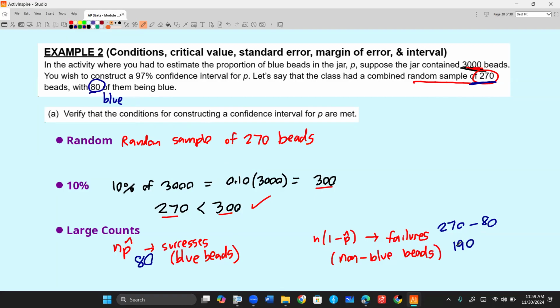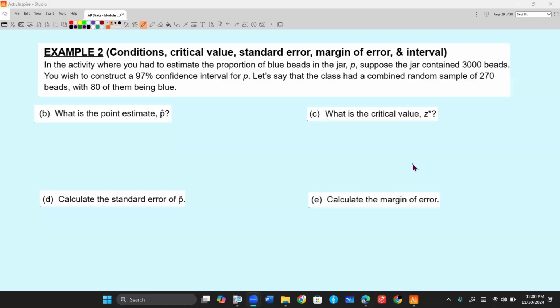So if I look at both of those, since 80 and 190 are both greater than or equal to 10, I've met this condition as well. So my large counts are both 10 or more. My sample is less than 10% of my population, and I'm doing a random sample. So I can actually do the calculations, and those will always be the easiest part of this.